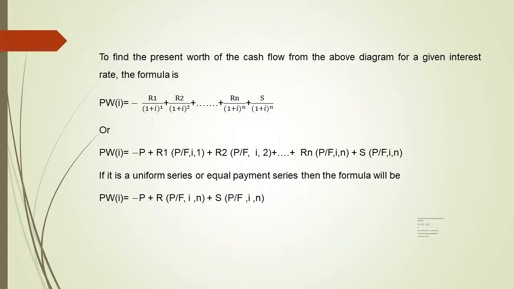So if it is a uniform series or equal payment series, then the formula will be, just go through and refer to the uniform series and equal payment series. PW of I is equal to minus P plus R into P by A comma I comma n, where your numbers you are rewriting as n, plus S into P by F comma I comma n.